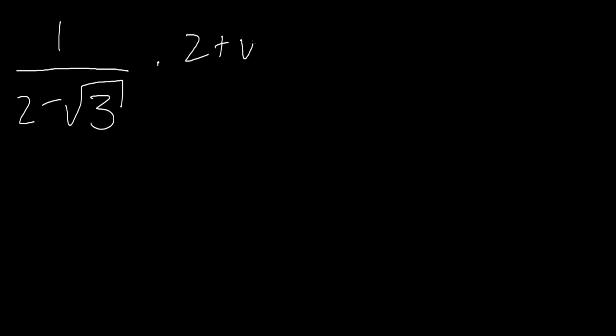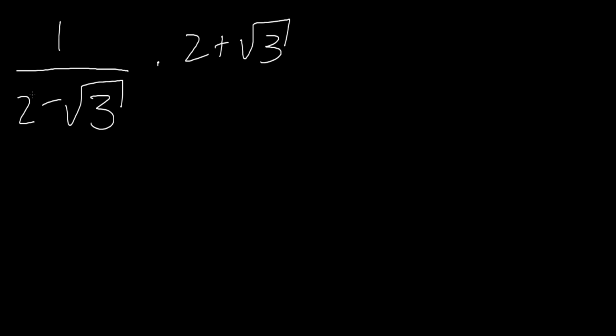Okay, so now let's get back into our example. Let's say we had 1 over 2 minus root 3. How do we simplify this? Well, we'd multiply the top and the bottom by the denominator's conjugate. The denominator's conjugate would be 2 plus root 3.